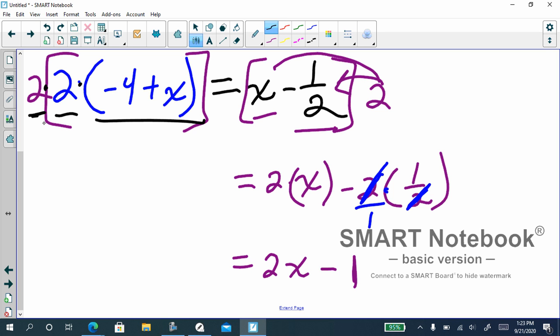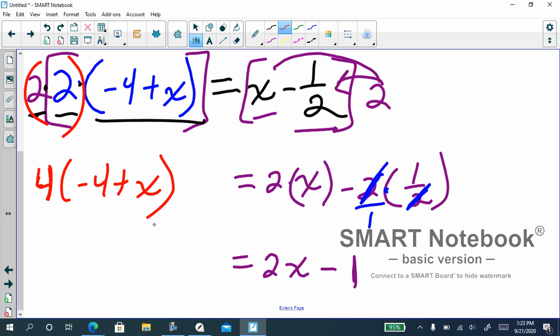If we have 3 things multiplied together, it doesn't matter the order we multiply them. So the associative property says we could group these together first. So 2 times 2 is 4. And then we could multiply that times -4 plus x. So to get rid of the parentheses, we distribute.